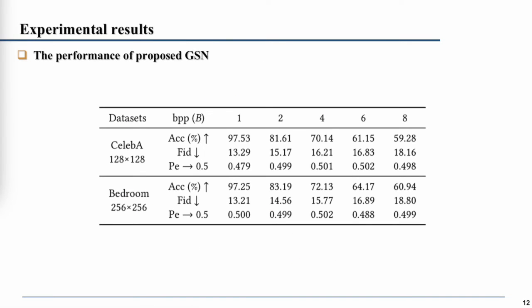Next, I will show some experimental results. Secret data's extraction accuracy decreases gradually as the payload increases. When the payload is 1 bpp, the extraction accuracy values are over 97% for both datasets. Besides, our scheme achieves excellent undetectability regardless of payloads, where the P values are close to the optimal 0.5.